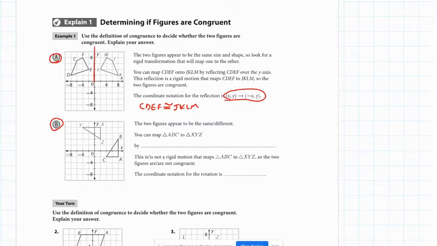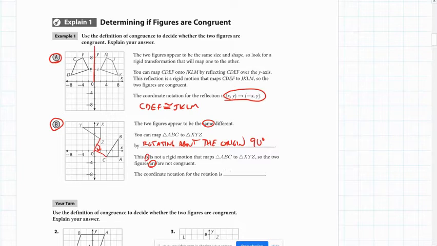So these figures appear to be the same, and it is a rotation that will get you there. You can see that that's a 90-degree rotation clockwise, or you could do a 270-degree rotation counterclockwise. So you can map this by rotating about the origin 90 degrees. This is a rigid motion that maps one figure to the other, so the two figures are congruent.